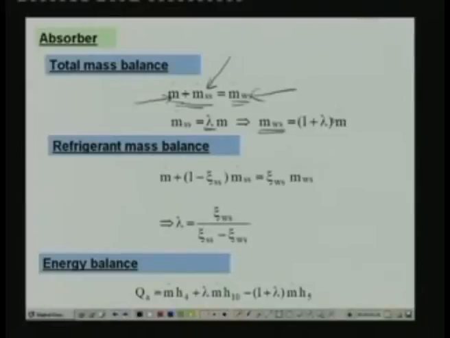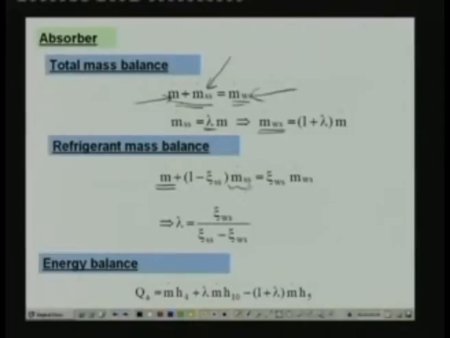Okay. Similarly, you can also write a mass balance for the refrigerant. So mass balance for the refrigerant means whatever amount of refrigerant is entering into the system must leave the system. So what is the amount of refrigerant entering into the system? First it is entering in the form of pure vapor, that is m dot, plus the solution also consists of refrigerant.